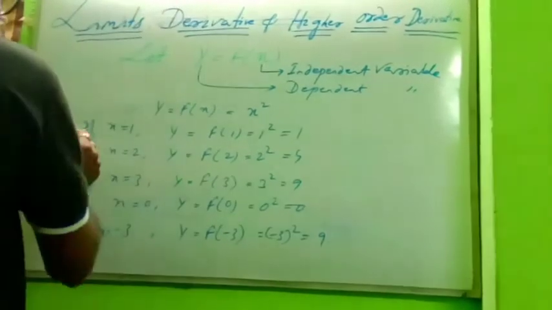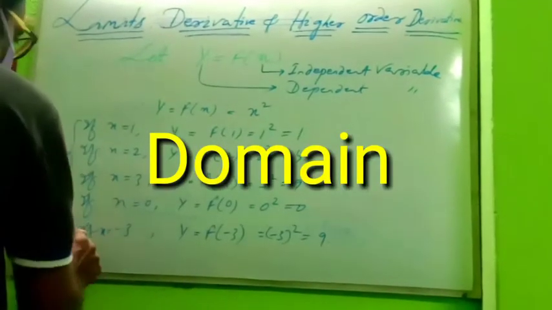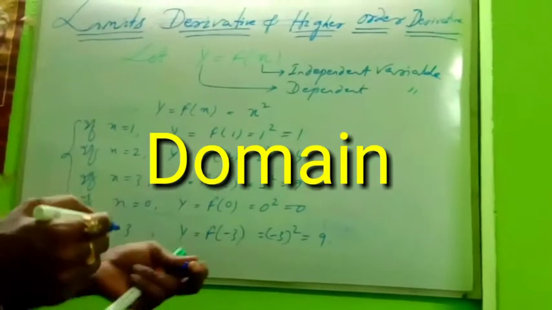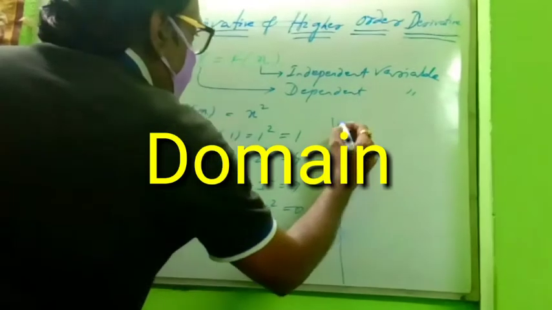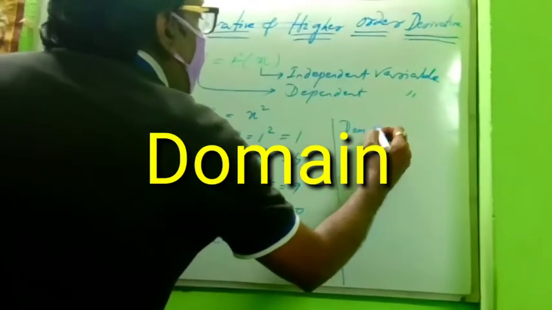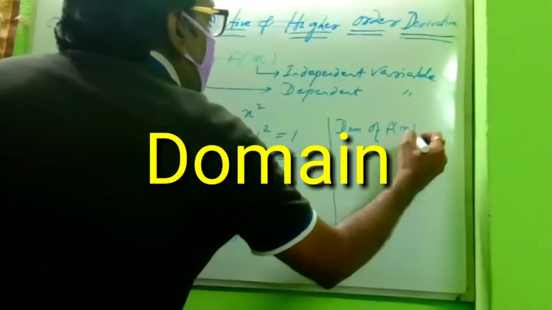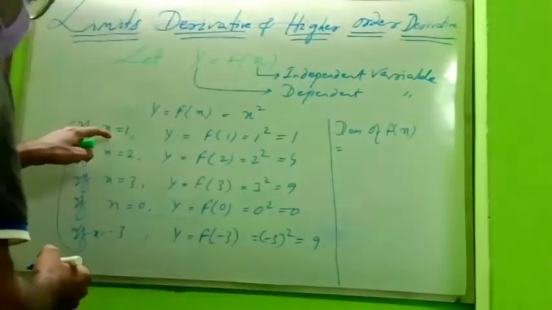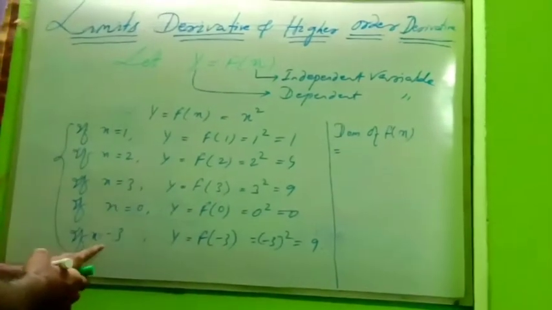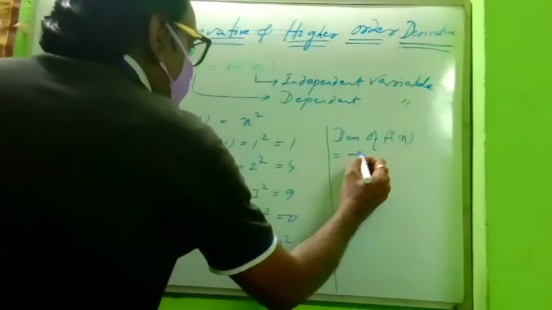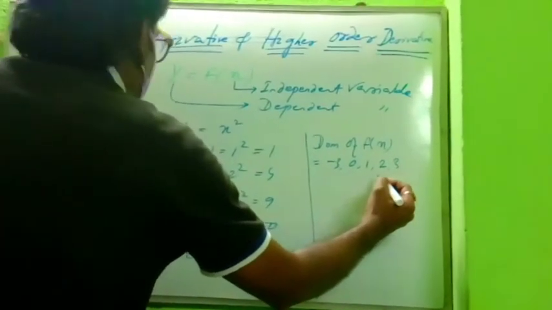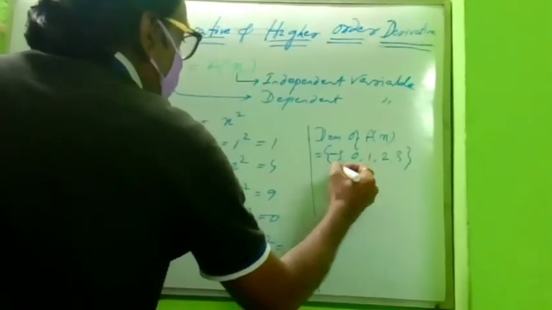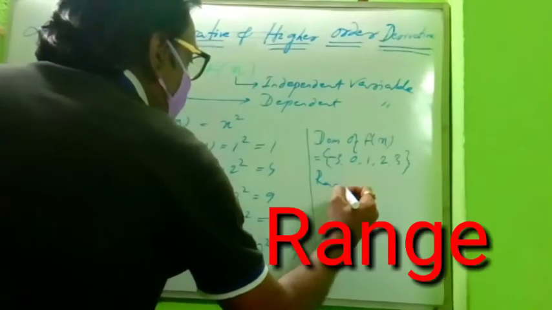Now see, the value of x that we are putting here, that is called domain. Domain of f of x. What domain have I taken here? The values of x that you have taken: minus 3, 0, 1, 2, 3, I have taken. These are the domain.